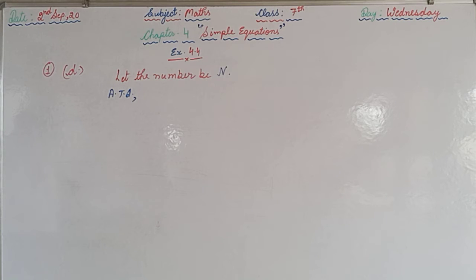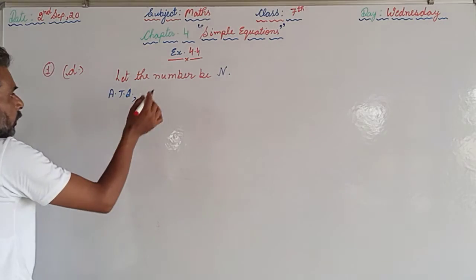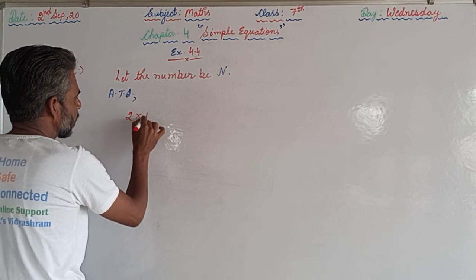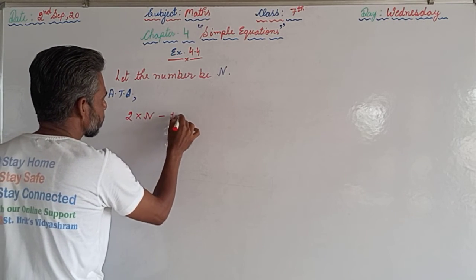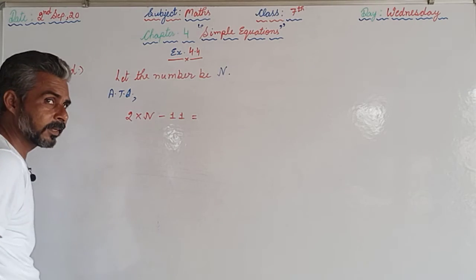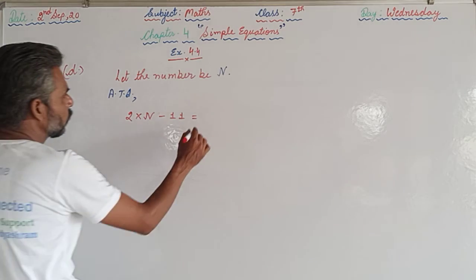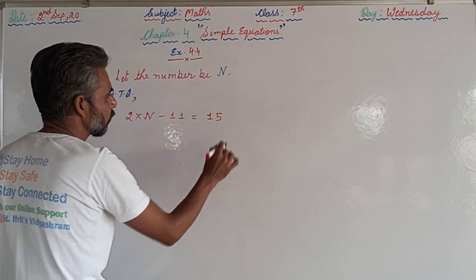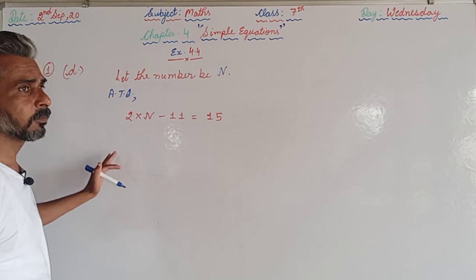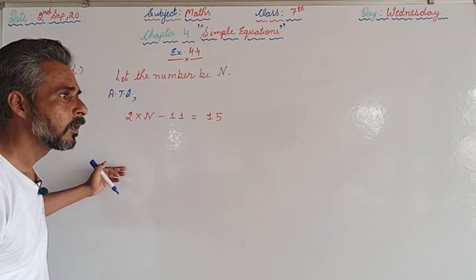when I subtracted 11 from twice the number, means twice the number has to be multiplied by 2, and from that we have to subtract 11. Means twice the number is 2 into n, minus 11, and what we are getting is also given there. After subtracting 11 we are getting only 15. So this is the first part, means we have already framed the equation. Now we are supposed to solve the equation to find the value of n.